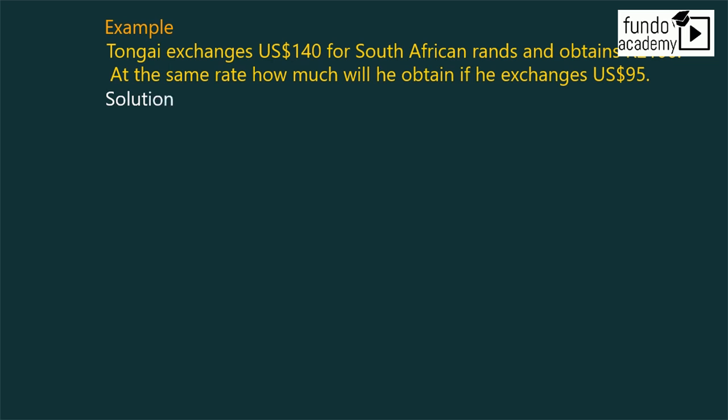Right, so this is the solution. We have a ratio here, we have a proportion. We are saying 140 US dollars to 2,100 rands. That is what he obtained. This should be proportional because we are saying at the same rate. That's the key word here. This should be equal to 95 US dollars to x rands. We do not know the amount of rands that he's going to get, and that's what we want to calculate.